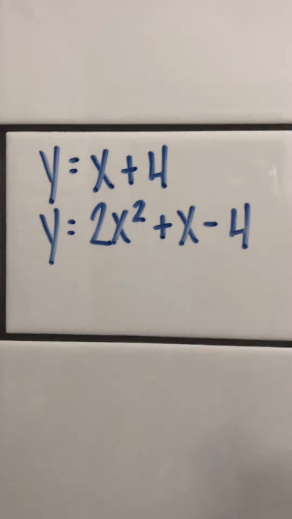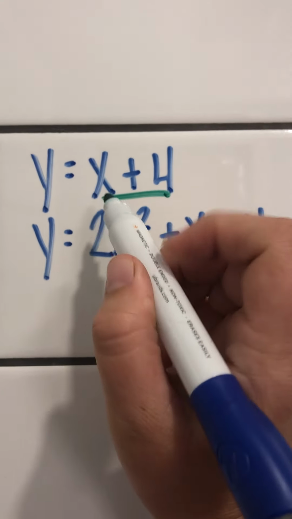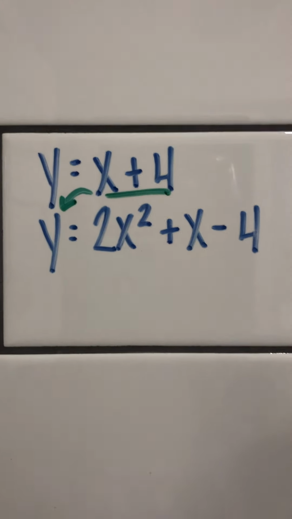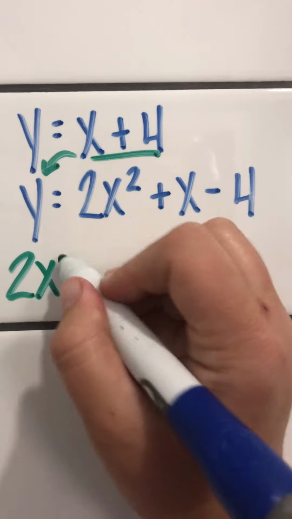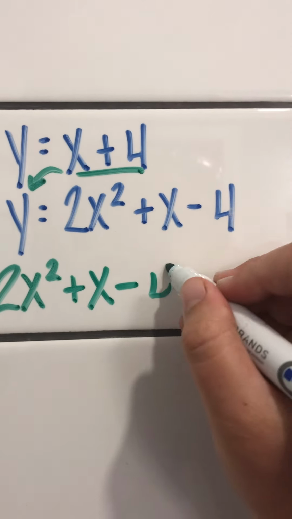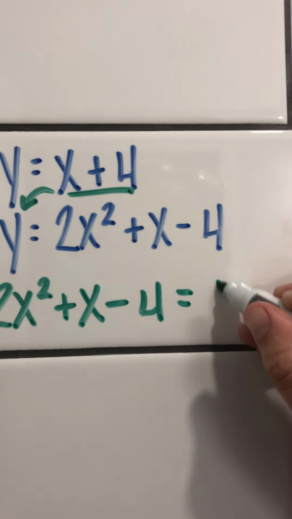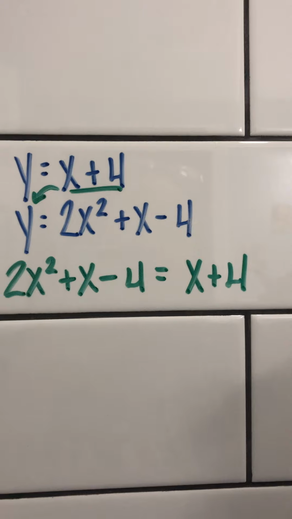For substitution, remember we're plugging in part of the equation. If we know y equals x plus 4, well, I can substitute it in for that y. So I'm just going to rewrite for now. We're going to say 2x squared, I like to write the quadratic on the left, plus x minus 4 is equal to that linear equation, x plus 4. And now we need to solve.